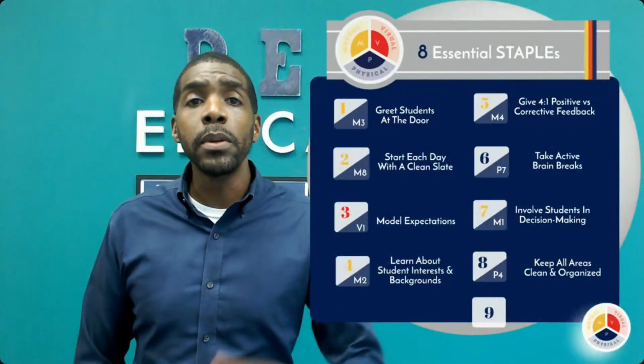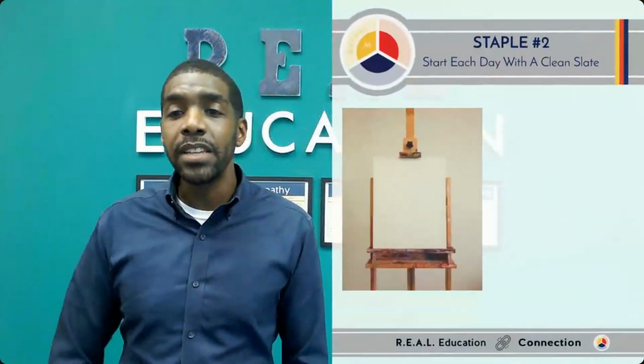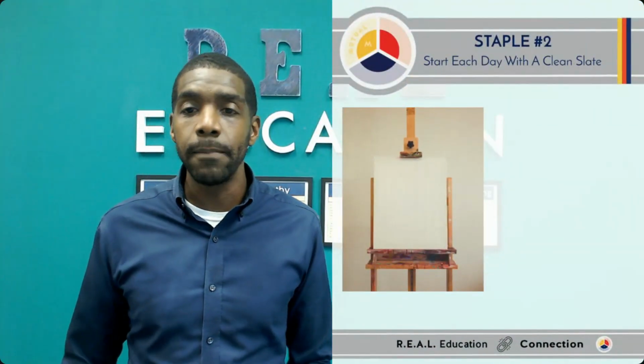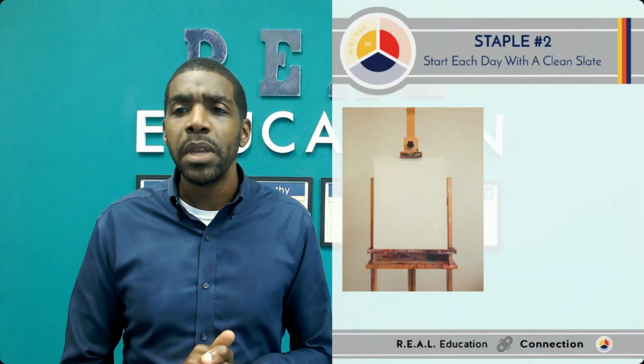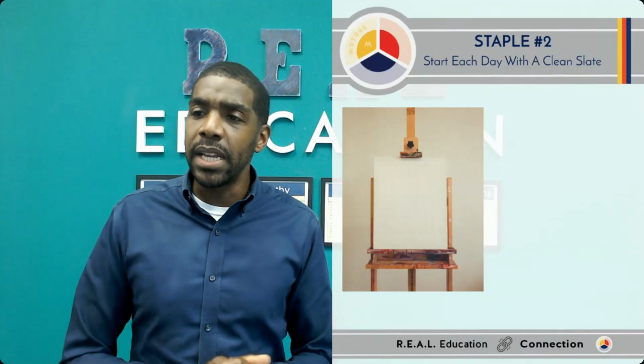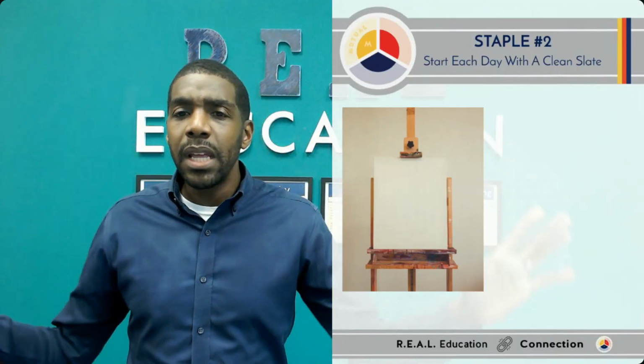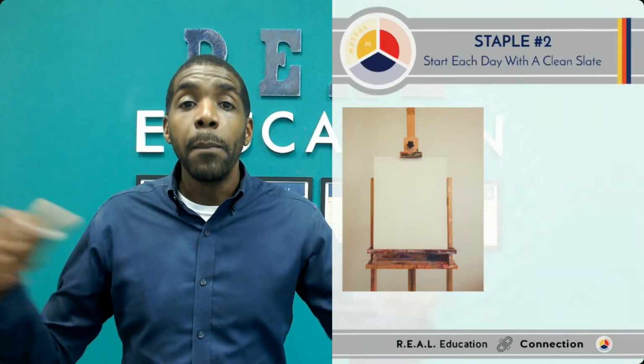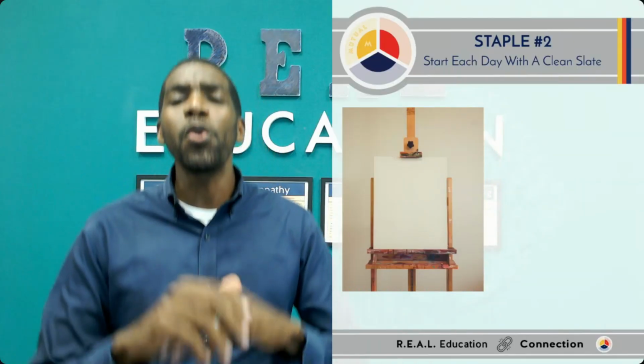What's the staple number 2 that we're going to talk about? And that is starting each day with a clean slate. Let me say that again. Starting each day with a clean slate. If you don't hear anything else about the staples I talk about, they're all good, but starting each day with a clean slate is so important.